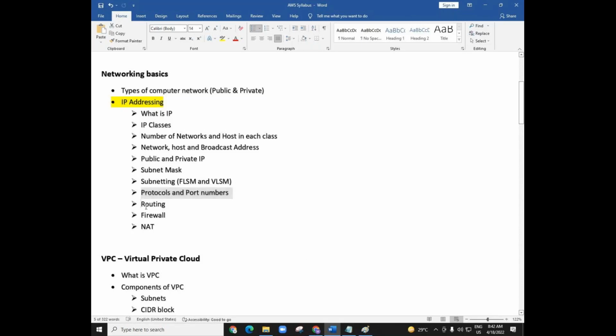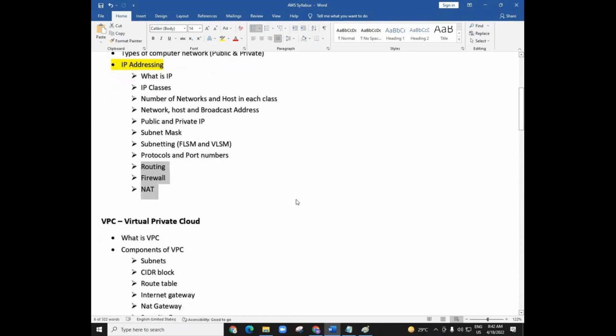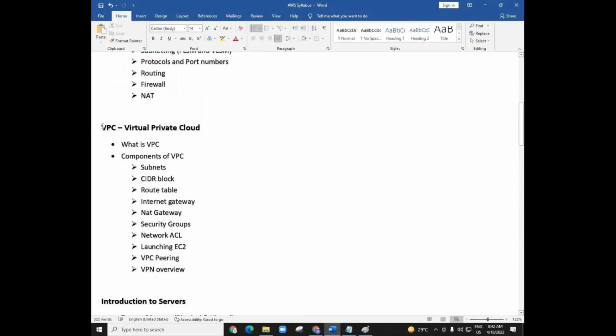Then we need to understand routing and firewall. These are some other topics we need to learn. Okay, so this we will see. All these things we need to cover in networking. After covering all these things in networking, it will be very easy for us to understand the concept of VPC.